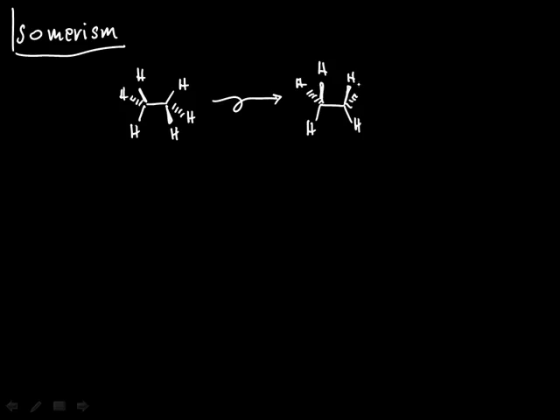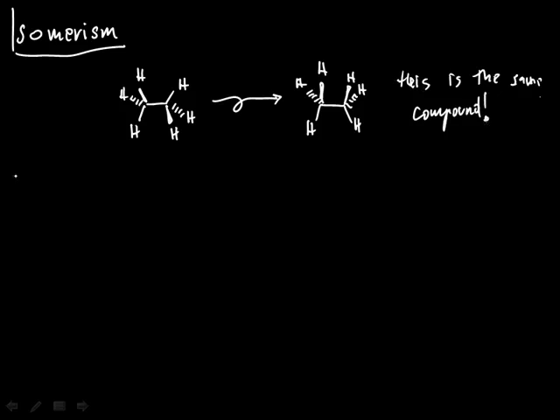Previously we mentioned that ethane can exist in a number of structures which are related to each other through bond rotation. So this structure, for example, can rotate and give us an alternative, but these two structures are clearly the same compound because they're related by bond rotation.